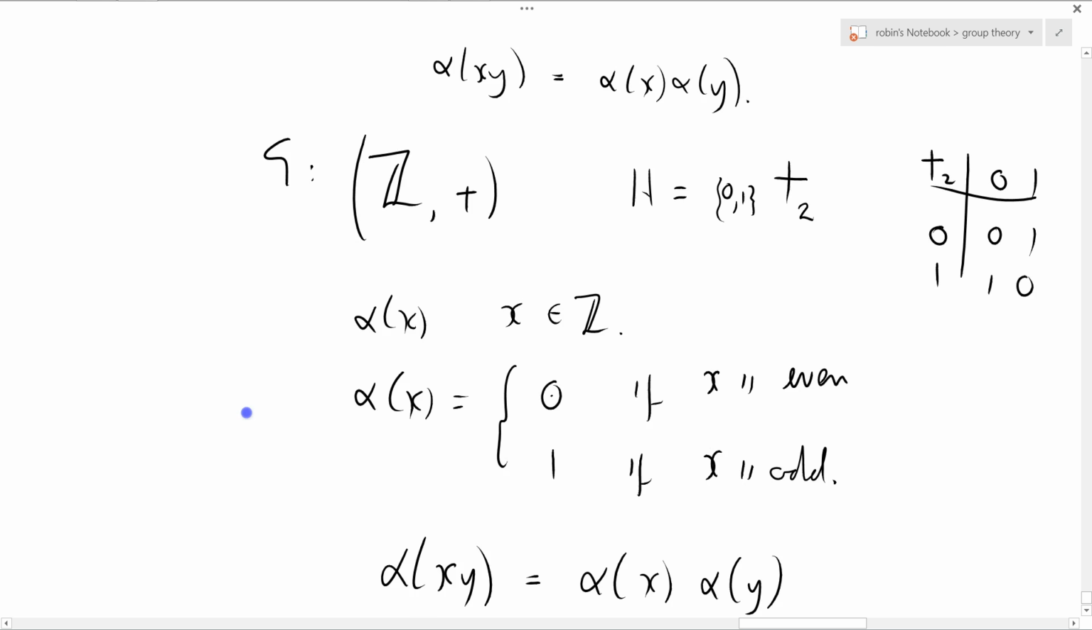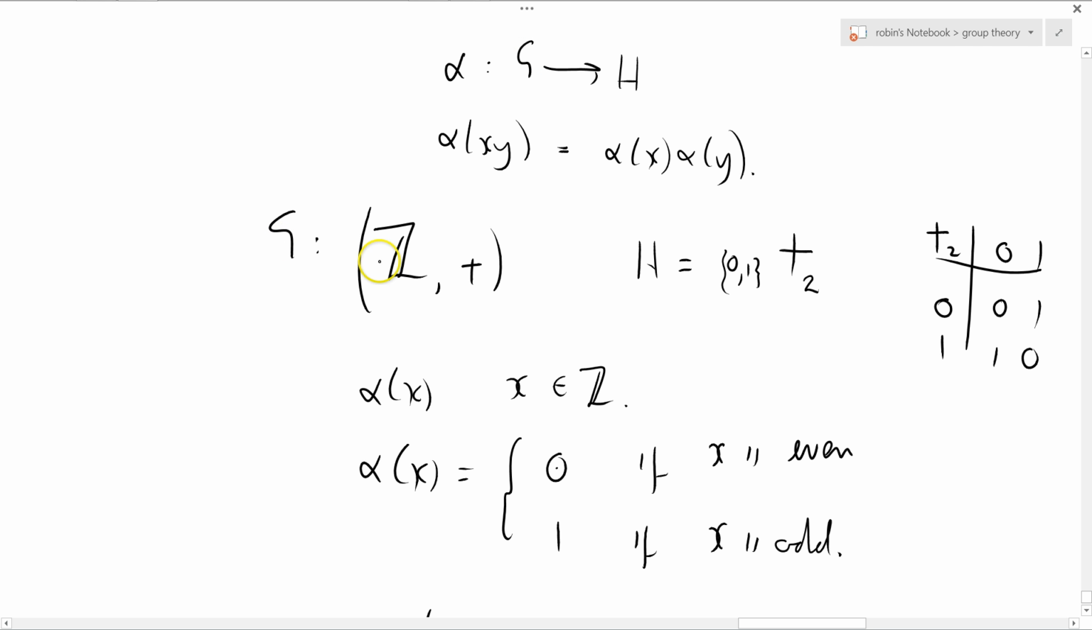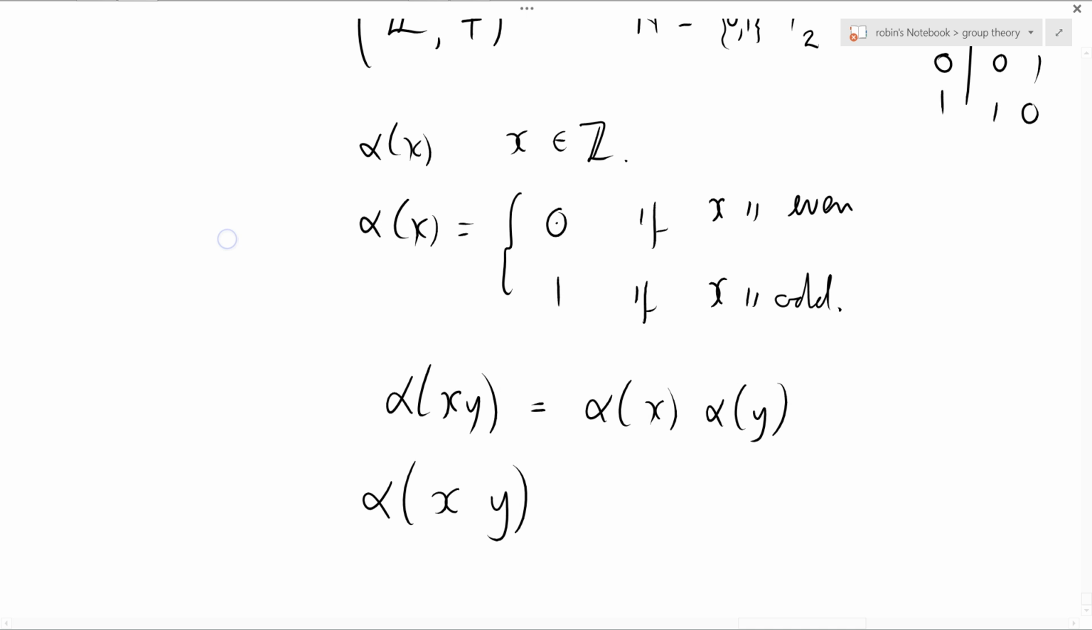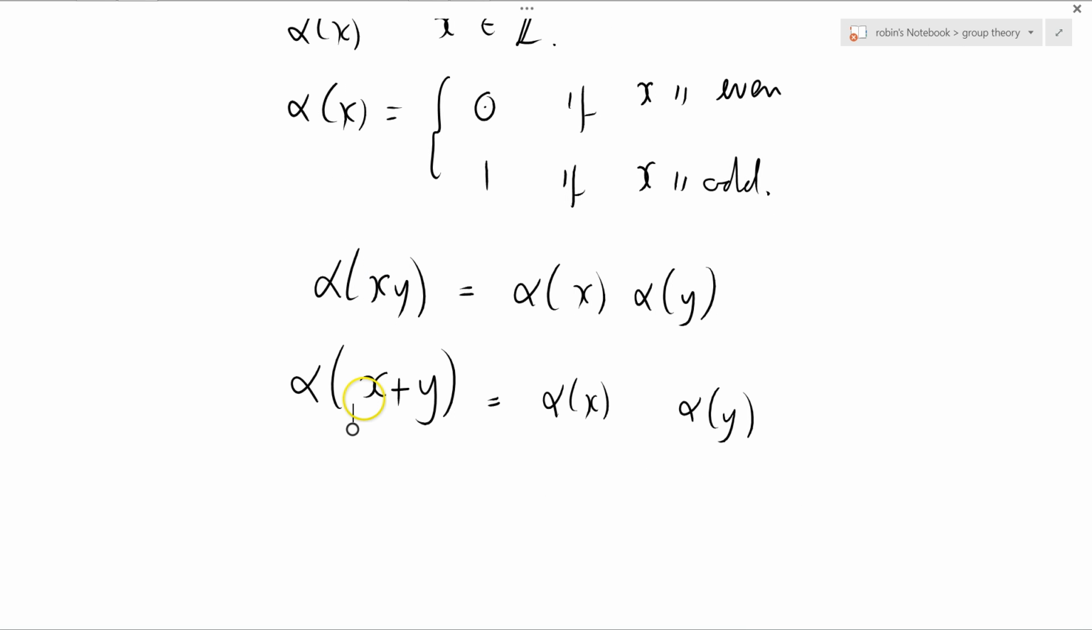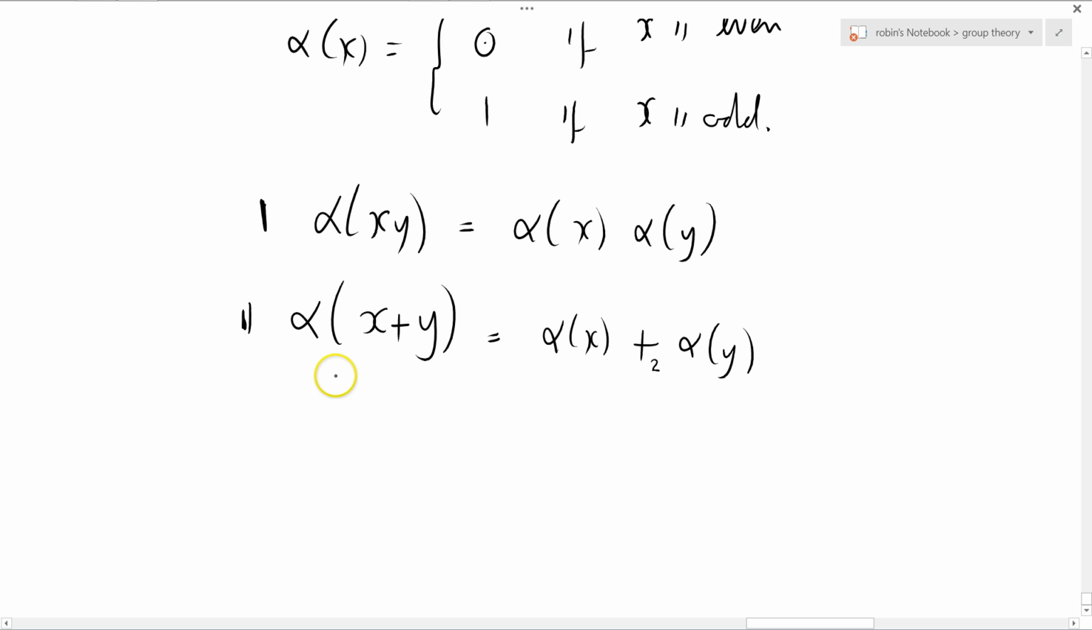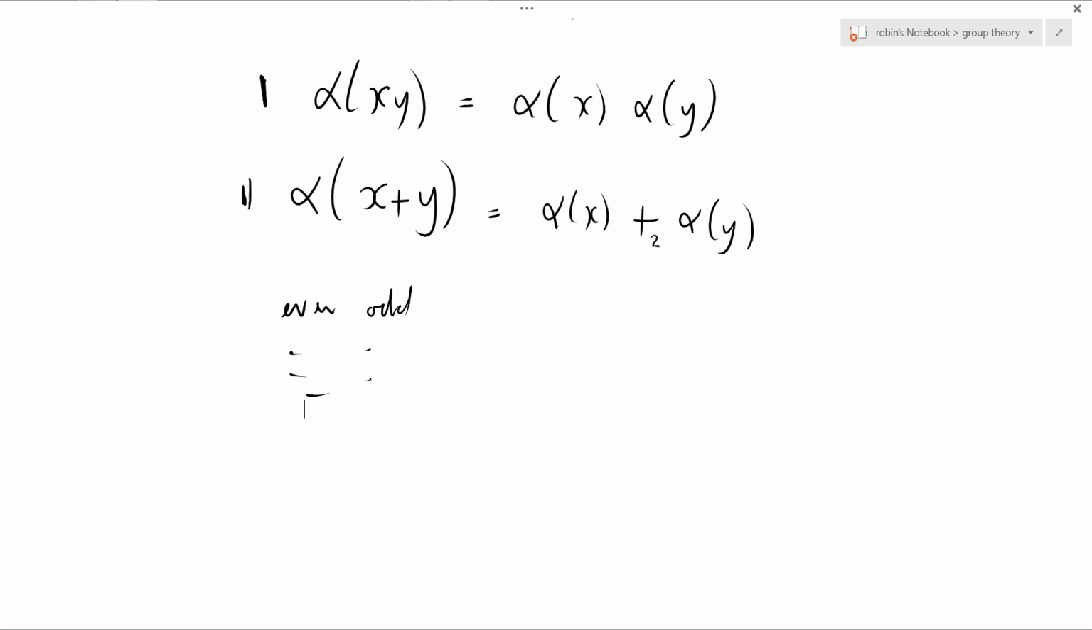x and y are in my group G, which is the integers under addition. So I'm going to put that there. Alpha of x plus y equals alpha of x combined group-wise with alpha of y, but the set I'm mapping it to, H, is addition modulo 2, or the group is addition modulo 2. So that's what it says, and this is what it means. So x and y can be even and odd, or odd and even, or odd and odd, or even and even. I'll just do it for one combination and you'll see how the others follow.